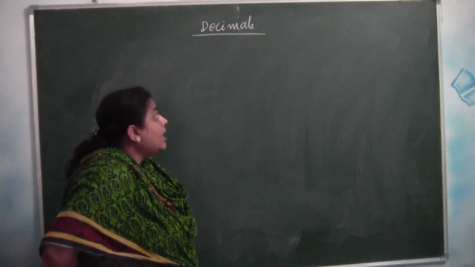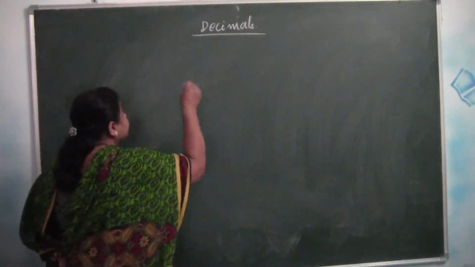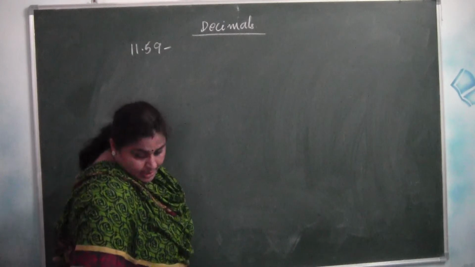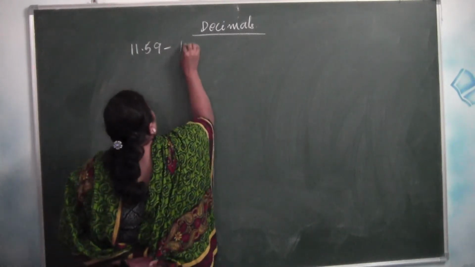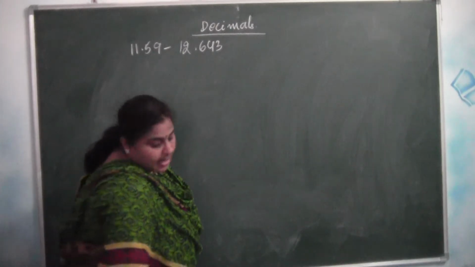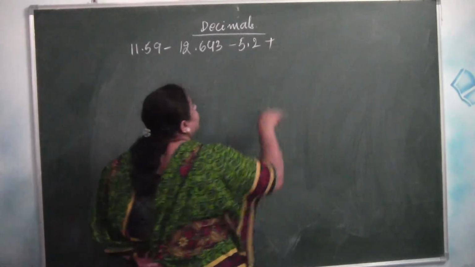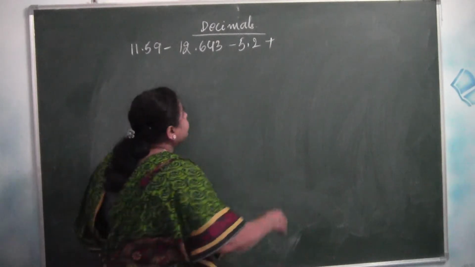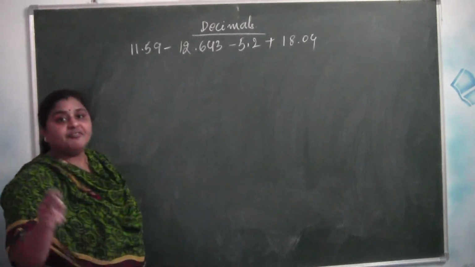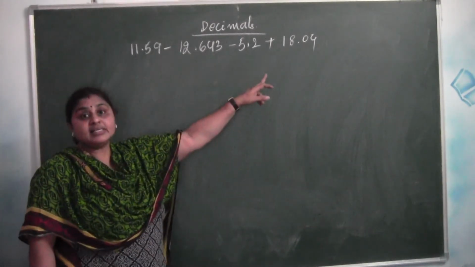Now we have addition and subtraction together. Let us take one example. 11.59 minus 12.643 minus 5.2 plus 18.04. Now here we have both the operations together, that is subtraction as well as addition.